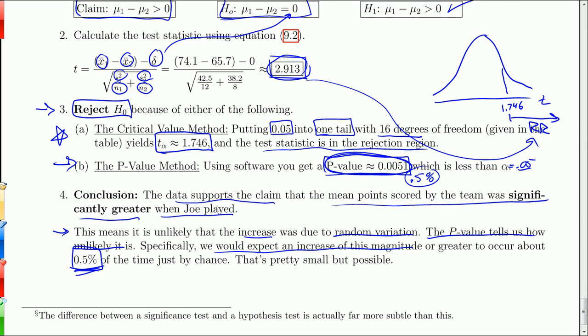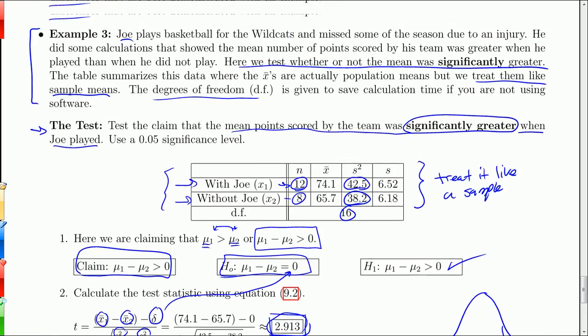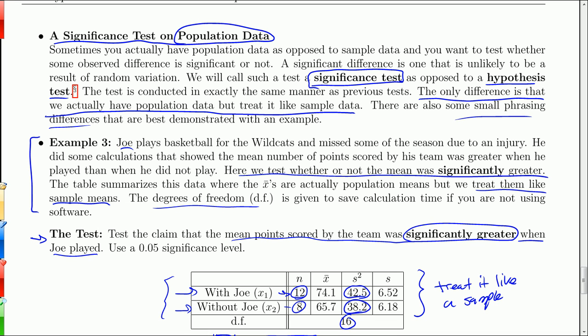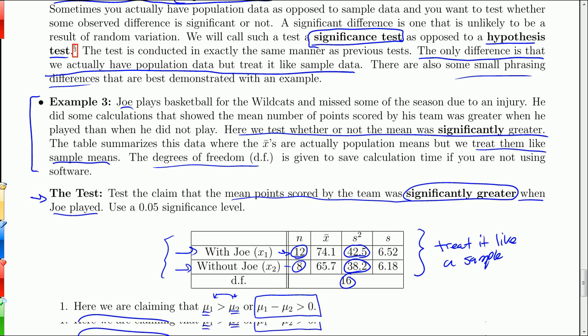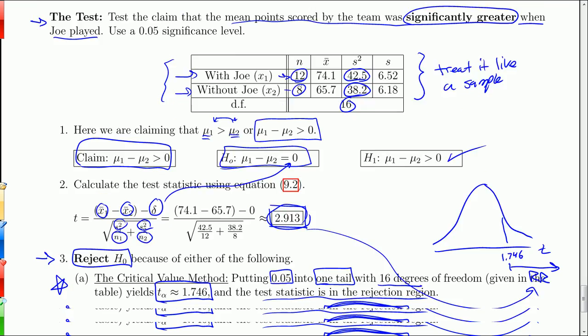So that's our significance test on population data. And again, that's a phrase that I use in this book, but is not necessarily generally agreed upon, right? In this book I call it a significance test because there is no real hypothesis being tested. We're looking for a significant difference. All right, and that wraps up chapter 9.2.